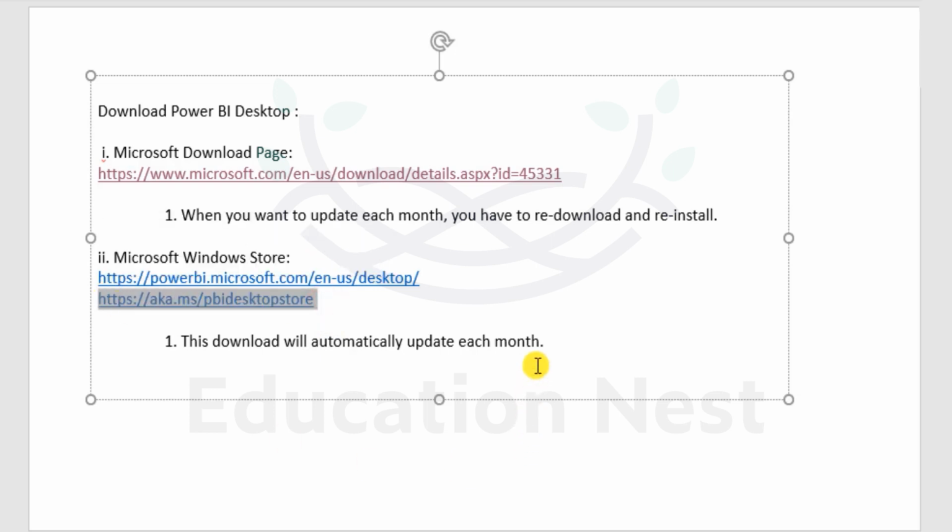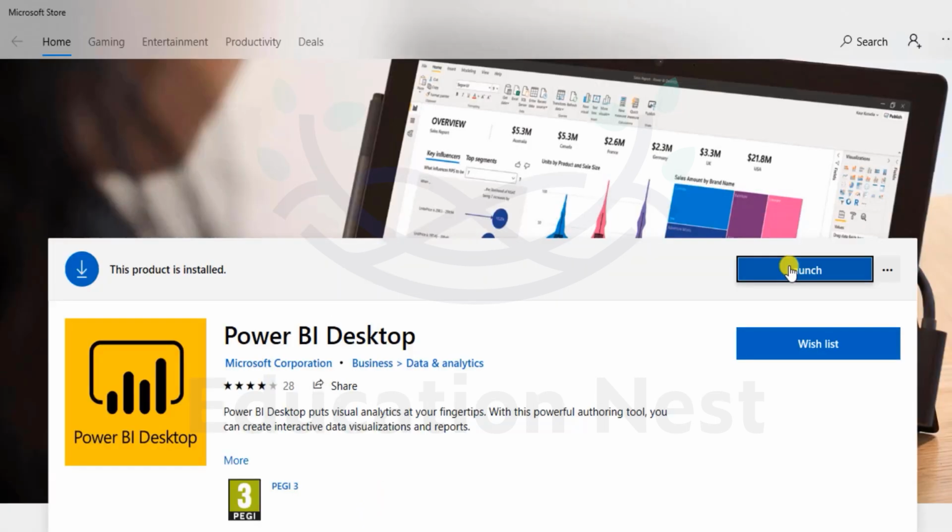It will automatically update your Power BI Desktop tool every month, because every month changes are coming, so it's better to use the second option. From the Windows Store you can download it, so it will always keep your Power BI Desktop tool updated. Now, what are the steps?